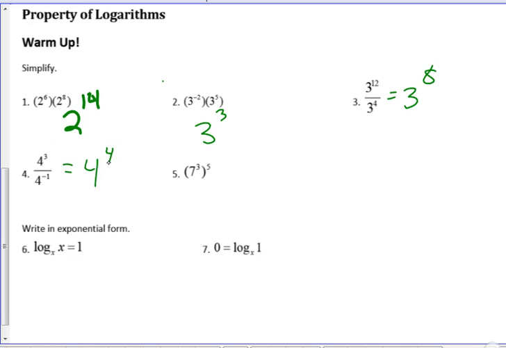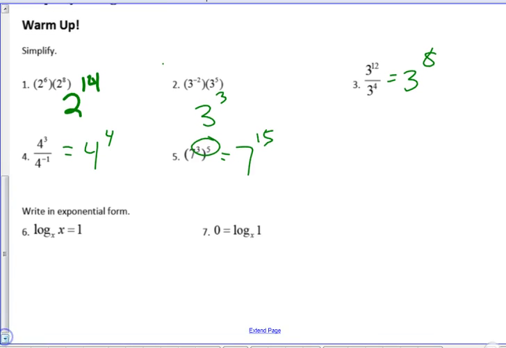All right, the last one, I have 7 cubed raised to the 5th. So when you have a power raised to the power, what do you do here? You get to multiply them together. So you're going to say 3 times 5, so 7 to the power of 15. Beautiful. Good.